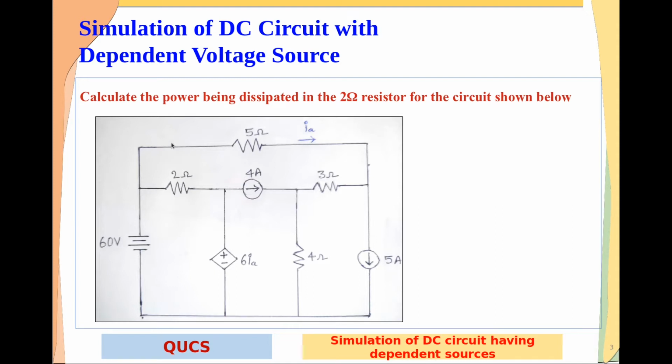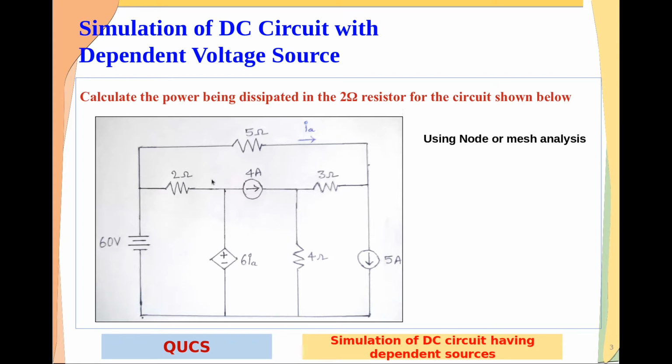If we want to discuss simulation of DC circuits with a dependent voltage source, let us take one example. Here there is one circuit. I have discussed this circuit in mesh analysis. You can go back and see the theoretical discussion of this particular circuit, where we calculated the power being dissipated in the 2 ohm resistor.